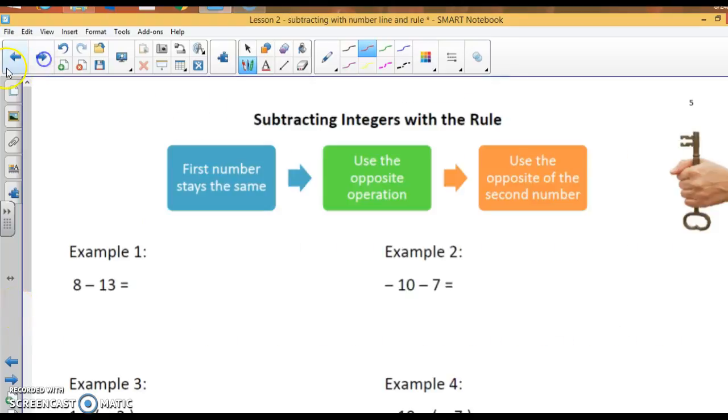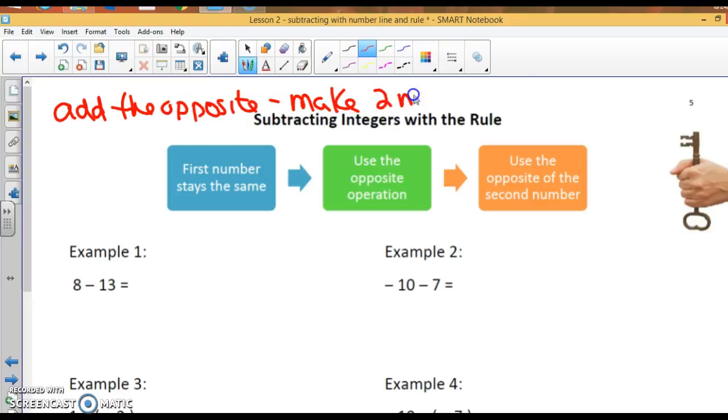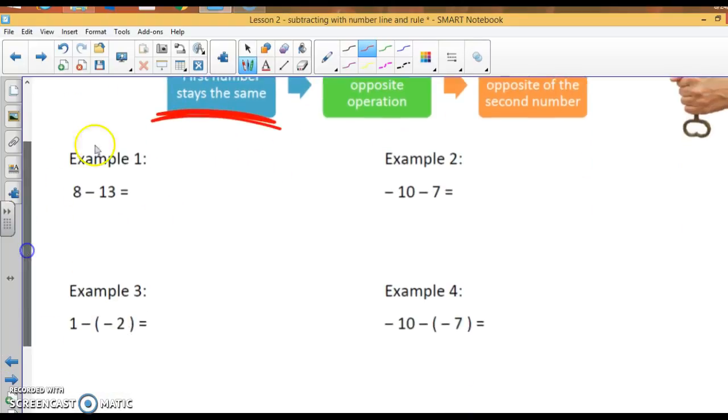All right, let's take a look at doing this with rules. It is the same exact thing. Add the opposite. Make 2 marks. Now, one key thing here, you never touch the first number. So let's look at this. 8 minus 13. I don't touch 8. It's subtraction, so I change it to add. What's the opposite of positive 13? Negative 13. There's my 2 marks. So, once you do this, we are right where we were yesterday.